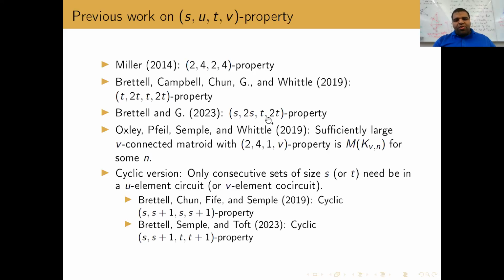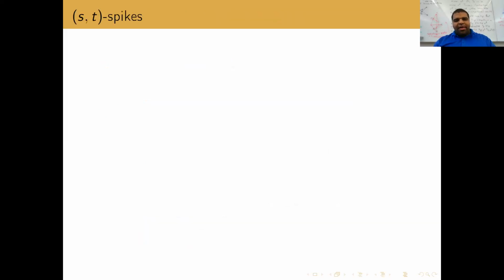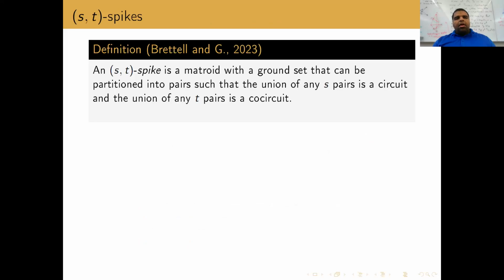All right, so the results that we have is that matroids that have this S2ST2T property of sufficient size are a specific type of matroid that we have called ST spikes. An ST spike is a matroid that has a ground set that we can partition into pairs, and the union of any S pairs is a circuit, and the union of any T pairs is a co-circuit. So this generalizes spikes, where any two pairs is a circuit and a co-circuit. Here I can change both of those numbers to whatever I like, S or T. And if there are M of these pairs, then we say this is an ST spike of order M.